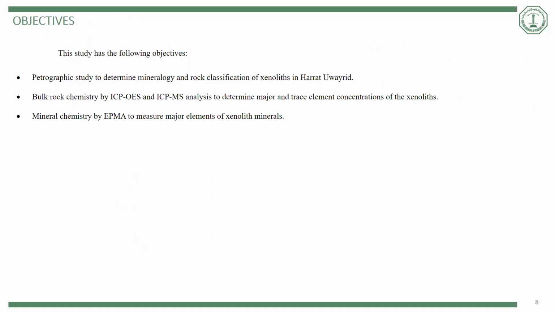The study has the following objectives: petrographic study to determine mineralogy and rock classification of the xenoliths in Harrat Uwayrid, bulk rock chemistry by ICP-OES and MS analysis to determine major and trace elements of the xenoliths, and mineral chemistry by EPMA probe to measure major elements of the xenolith minerals.